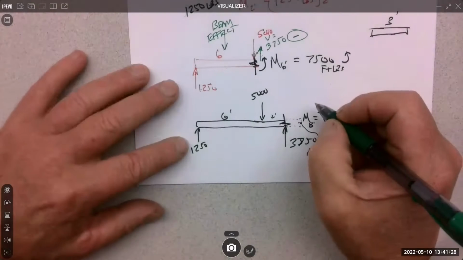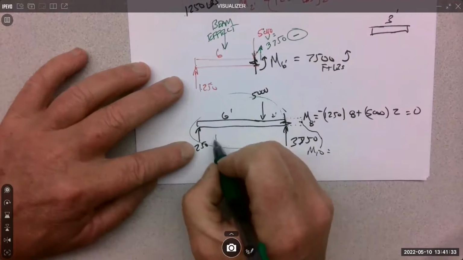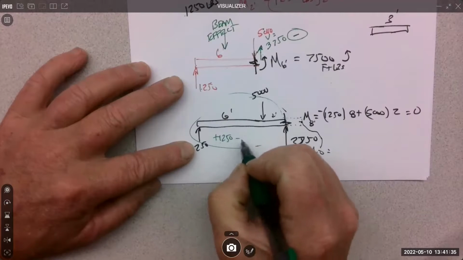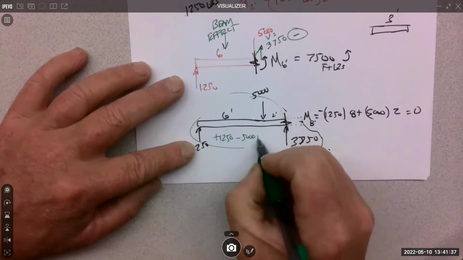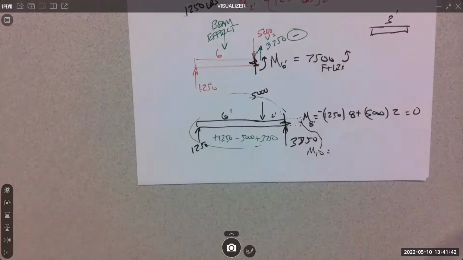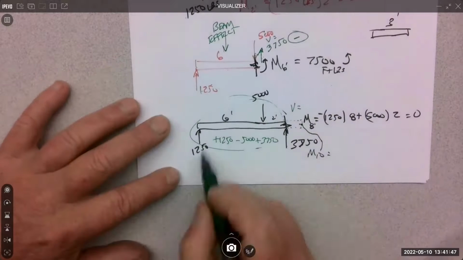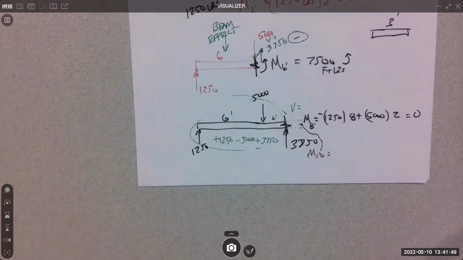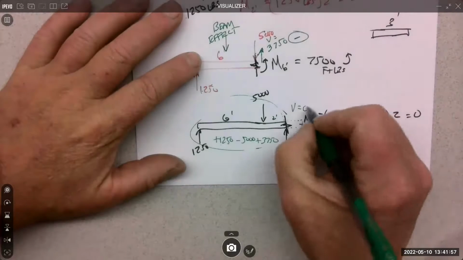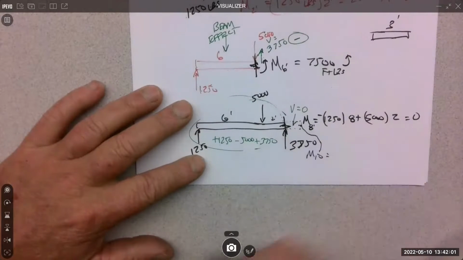So how would we get V? Well, we have to figure out all that's going on out here. So we have a plus 1250, we have a minus 5,000, and we have a plus 3750. That's what's going on the beam. This V force will have to balance that, whatever that summation is. So then the V force is 0 in this location. So internal shear at this location is 0.